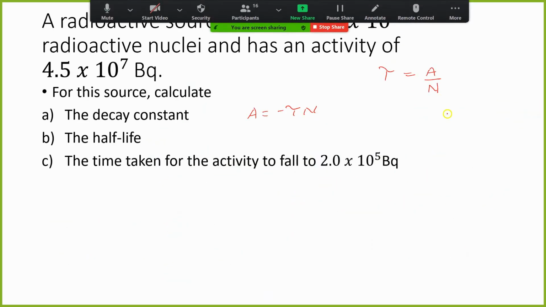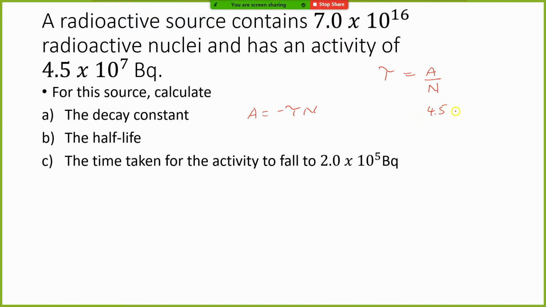Good. And so we'll just go ahead and put it in our calculators: 4.5 times 10 to the 7, divided by the number of nuclei, which is 7 times 10 to the 16. Somebody go ahead and divide that and see what we're getting.